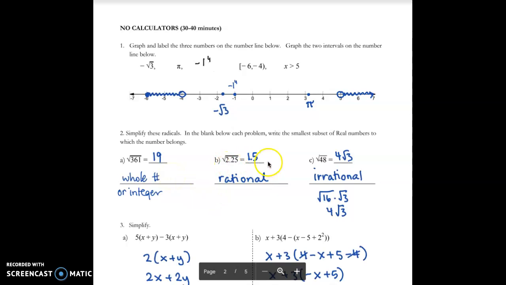Square root of 2.25 is 1.5. That's a rational number. It can be expressed as a fraction or as a terminating decimal. Square root of 48 can be factored into the square root of 16 times the square root of 3, which is 4 roots of 3, and that is an irrational number.